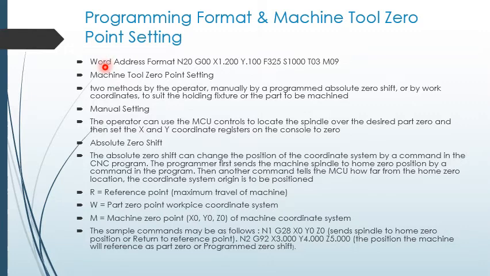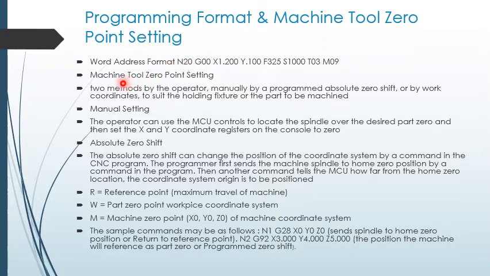Here we can see the word address format is like this. Whenever we start making a manual part program, we write in this order. This is one line of a program. Here we see the representation of the line number, then the G code, then the X direction, Y direction, then feed, speed, and this is the tool number. M09 is used for coolant turn on and off. So this is the complete format of a line of a program.